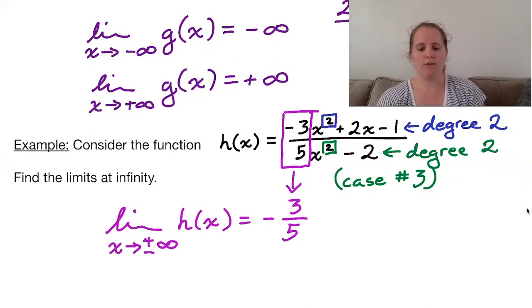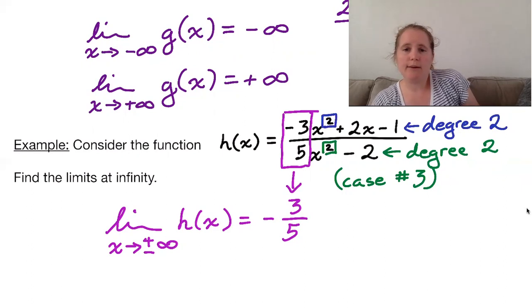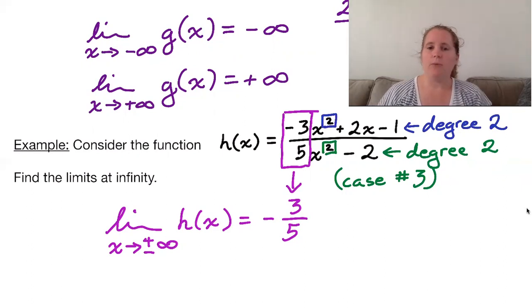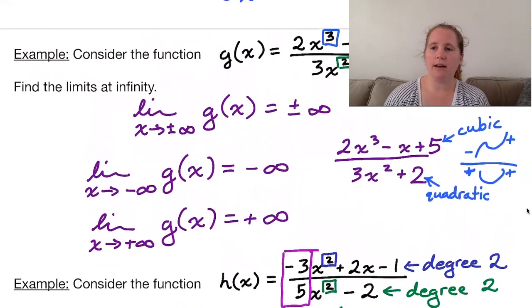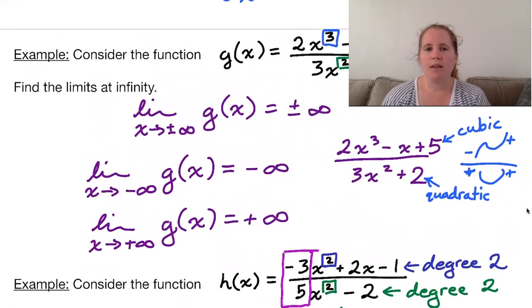So again, we just take those leading coefficients and form that fraction. In the case where the denominator overrules, having the higher power, we go to 0. When the numerator and denominator have the same degree, we take the leading coefficients to form a fraction. And in the case where the numerator has the higher power, we know we go to positive or negative infinity. You'll have to do a little more thinking to figure out which one of those it is.